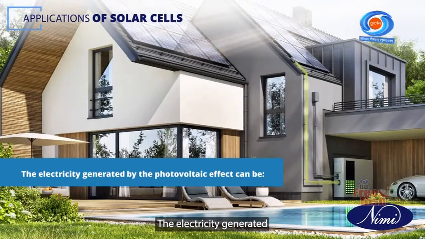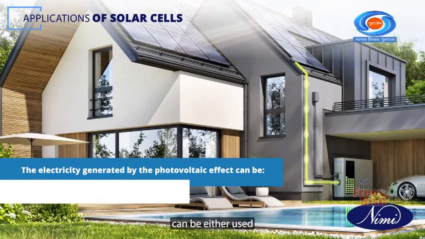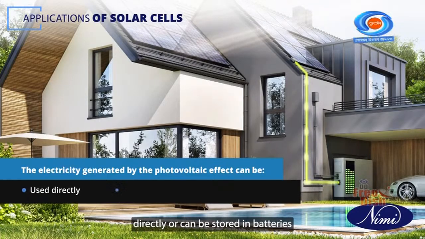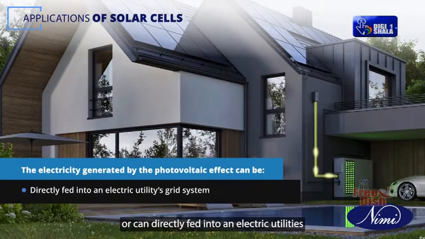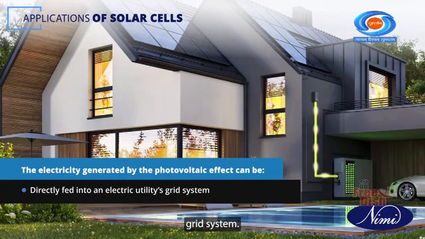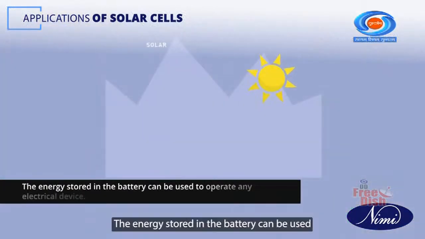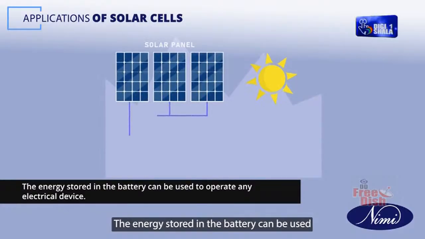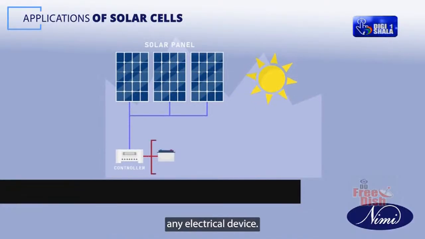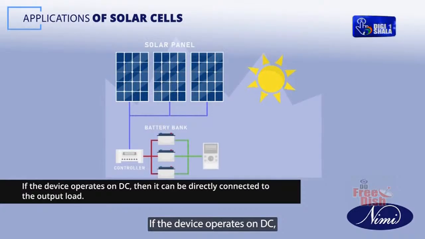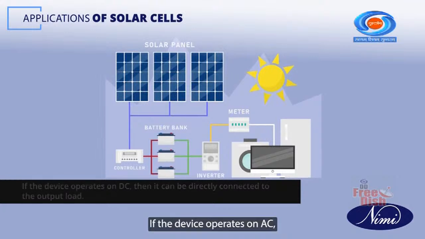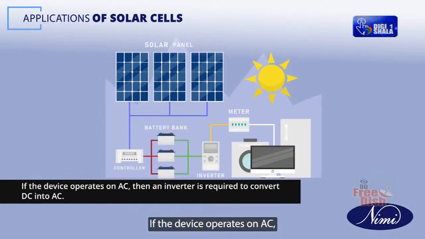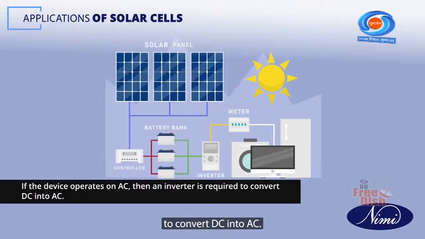The electricity generated by the photovoltaic effect can be either used directly or can be stored in batteries or can be directly fed into an electric utilities grid system. The energy stored in the battery can be used to operate any electrical device. If the device operates on DC, then it can be directly connected to the output load. If the device operates on AC, then an inverter is required to convert DC into AC.